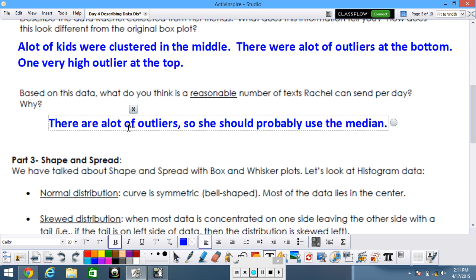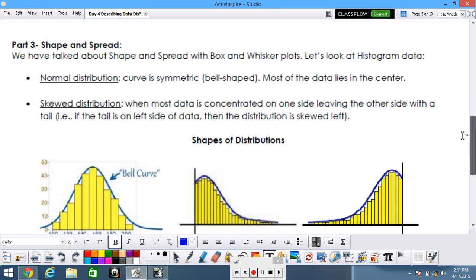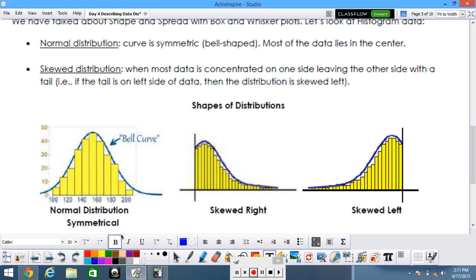So here's the important part here. Shapes and spreads. We have a couple of different distributions. I want you to take a look. The normal distribution is like a bell curve. It looks like it goes up and it comes down and it's symmetrical.